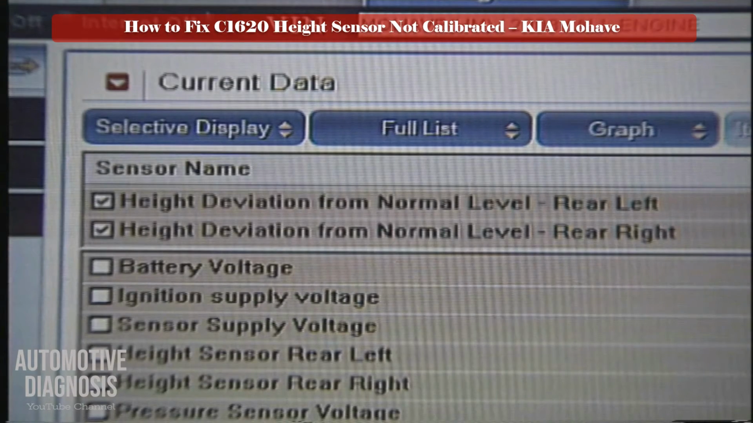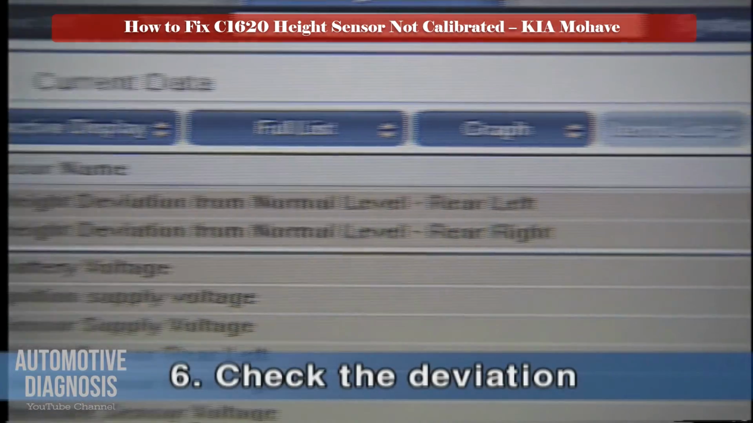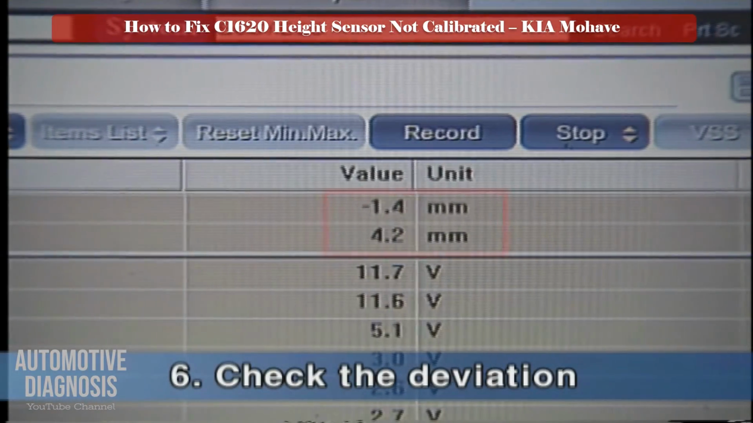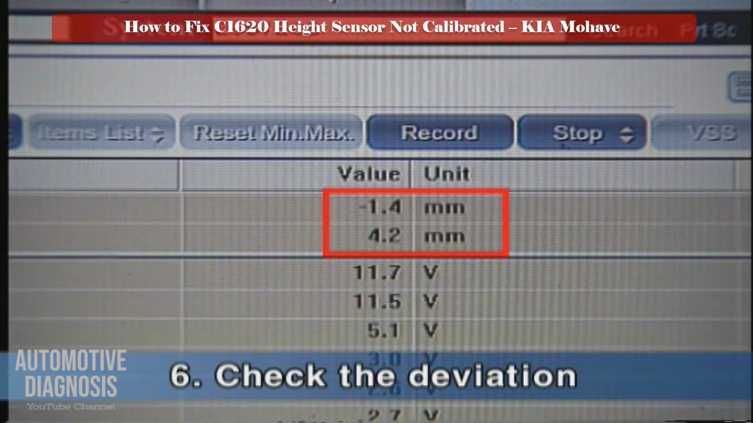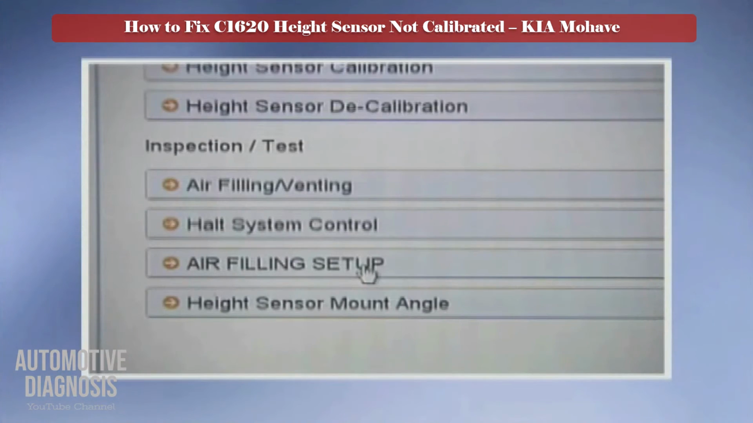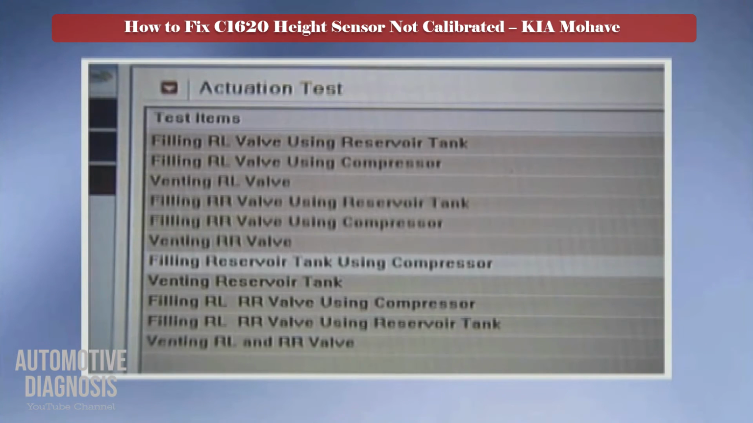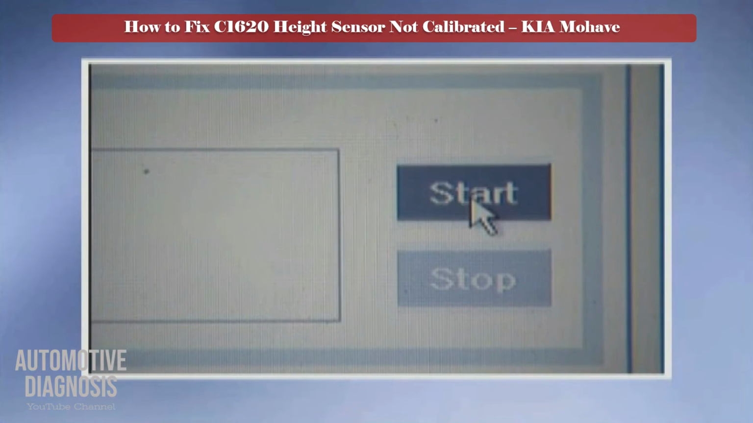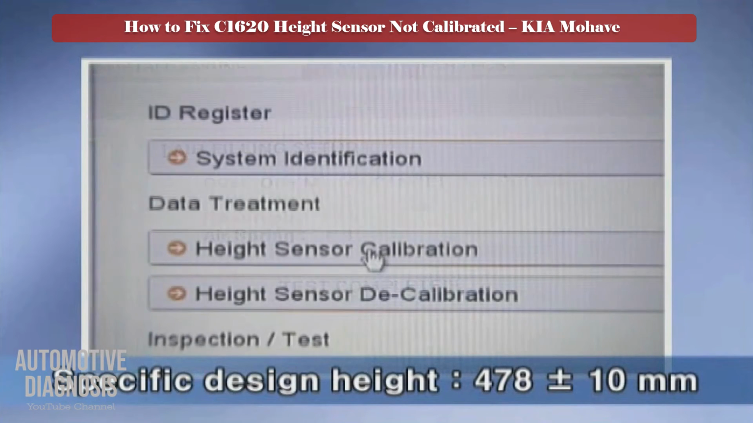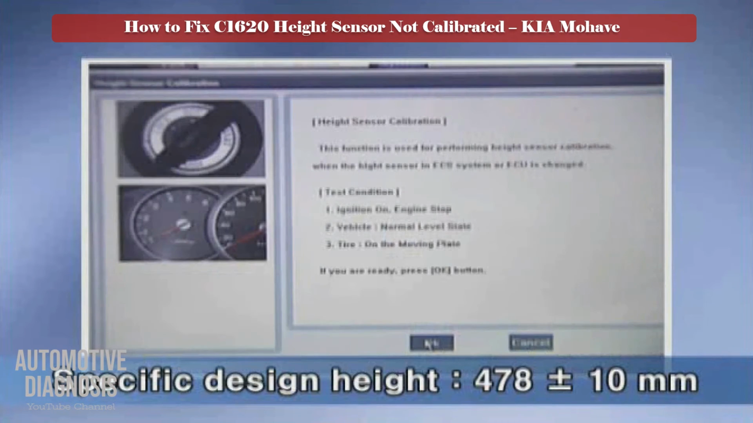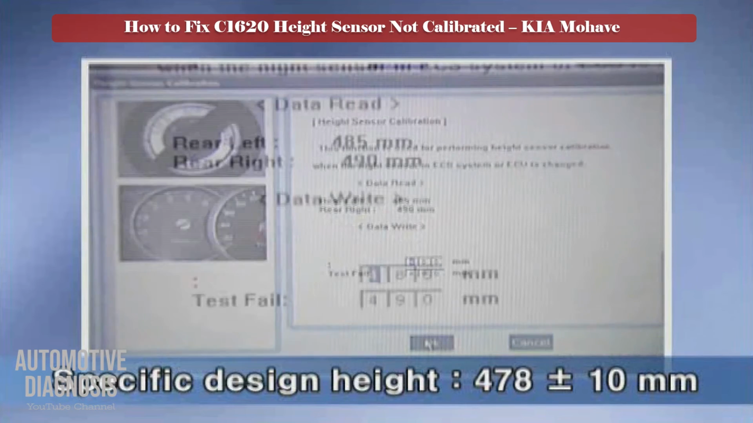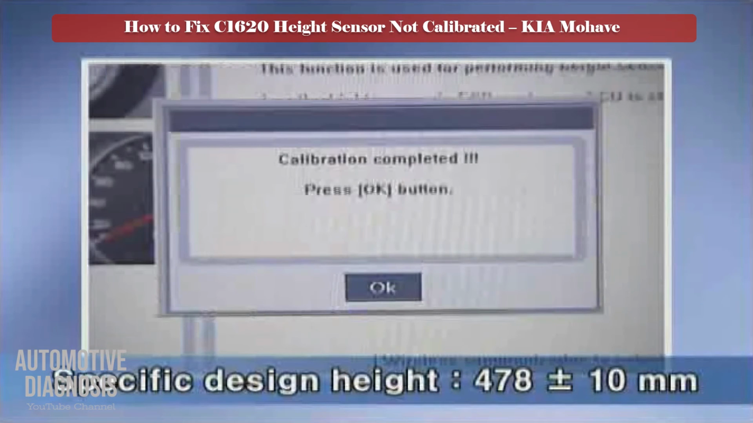After completing the sensor calibration, check the height deviation is lower than plus or minus 10 millimeters. If the vehicle height is out of design height, repeat the calibration again. However, mechanical damage may be suspected, so the system has to be inspected if the height value is still out of specification after recalibration.